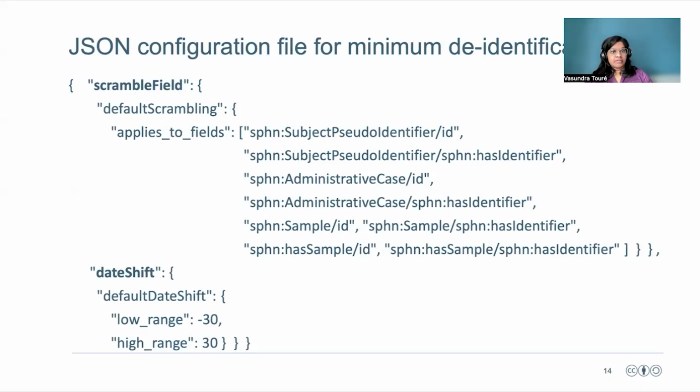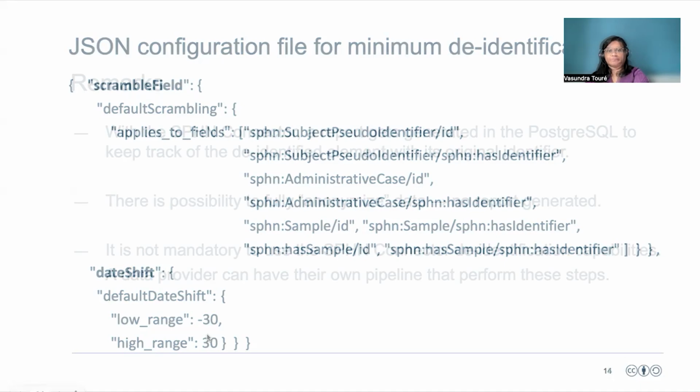This is how the JSON configuration file would look like for such a minimum de-identification rule. You can specify the fields you would like to scramble. So these are given here. It's basically the subject pseudo-identifier IDs, administrative case IDs, and the sample IDs. And also the date shift here is a default date shift that we apply to all the data that gets processed by the connector, where all the date times are shifted between minus 30 and plus 30 days.